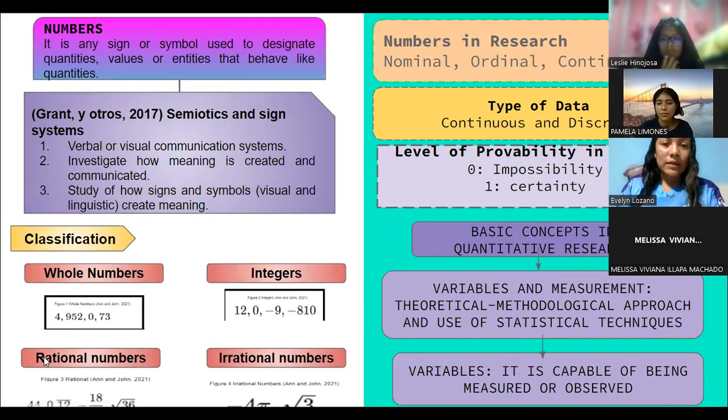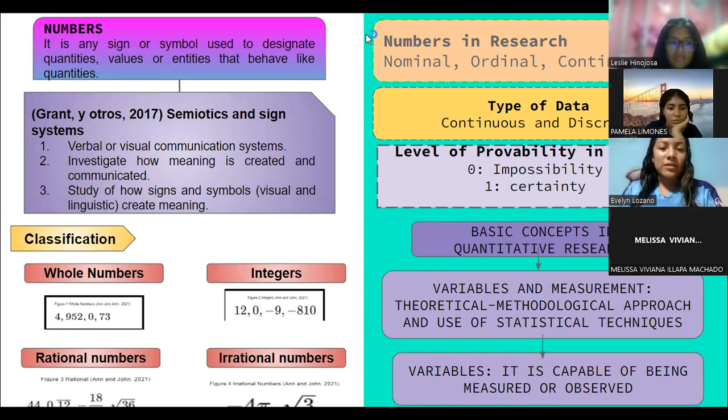Okay, the concept of number: it is any sign or symbol used to designate quantities and values, or entities that behave like quantities. It is an expression of the relationship between quantity and unit. Also, we talk about semiotics and science systems.